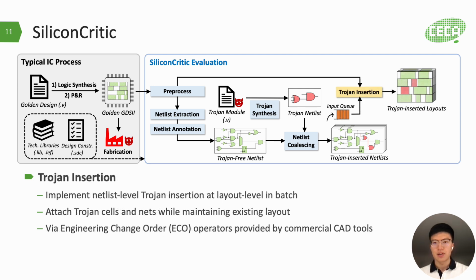The second phase is Trojan insertion. We implement the attack schemes generated in the last phase at layout level in batch. Thanks to the engineering change order, or ECO, operators in commercial CAD tools, we are able to mimic the stealthiest foundry-level Trojan attacks by optimally placing and routing Trojan cells and nets while maintaining the existing layout.